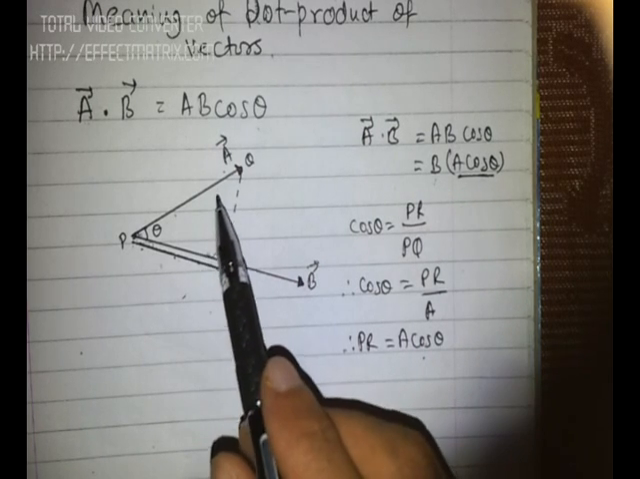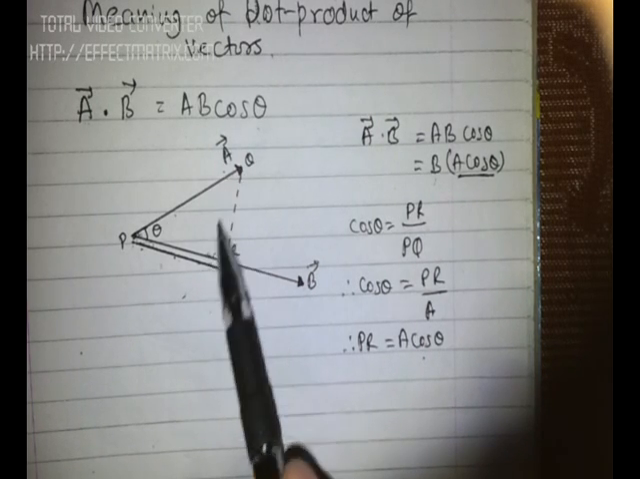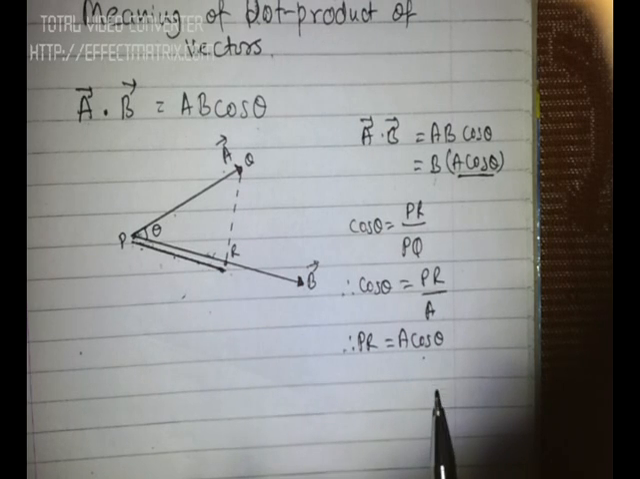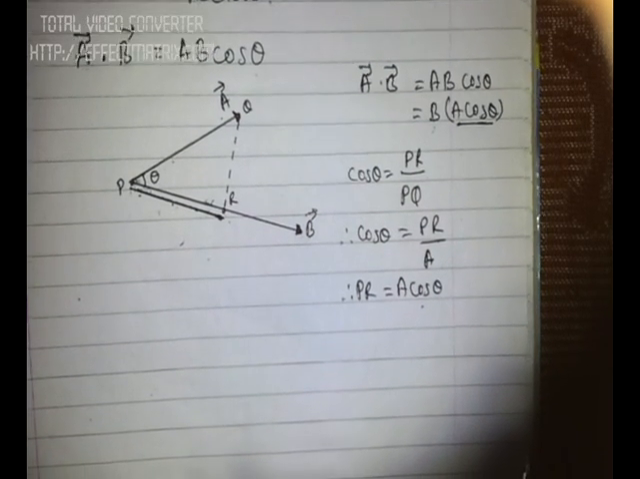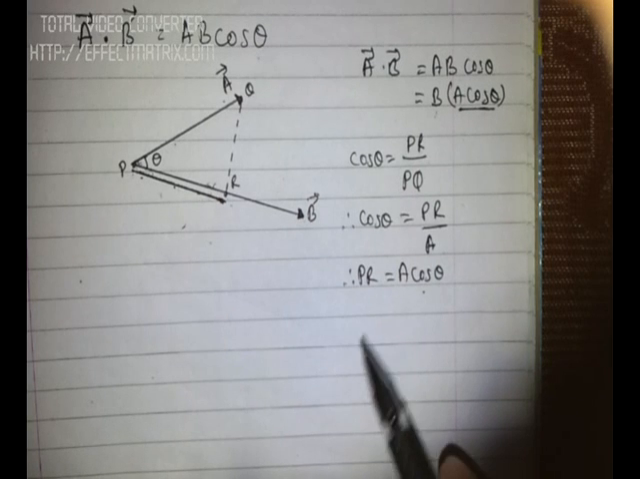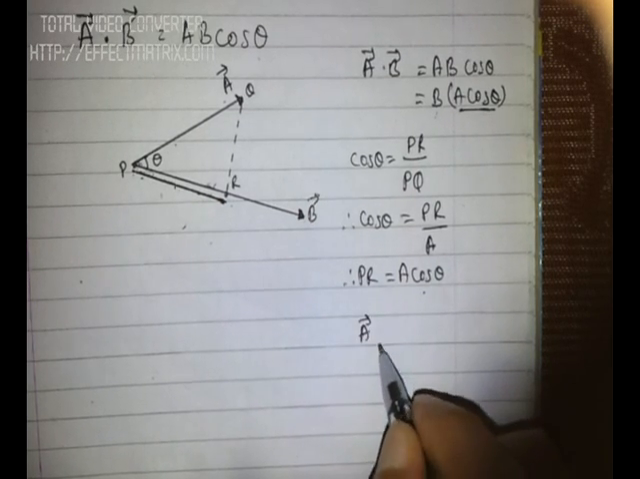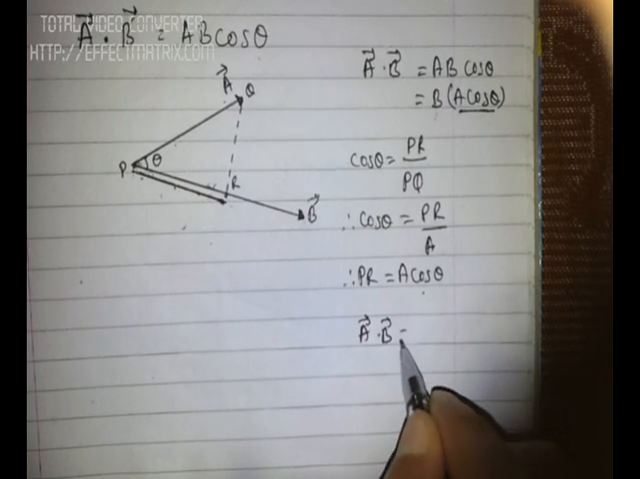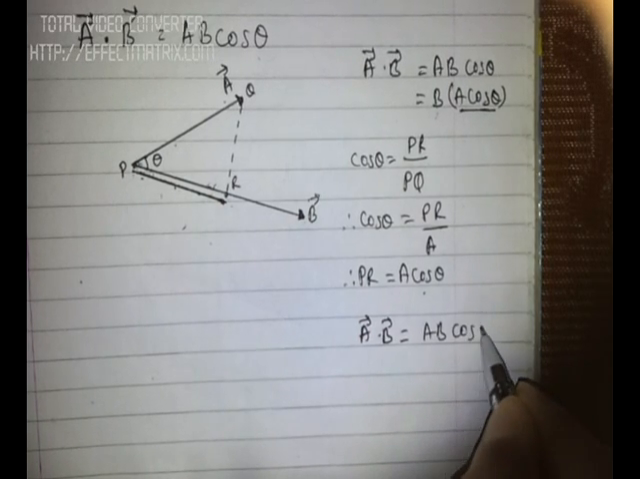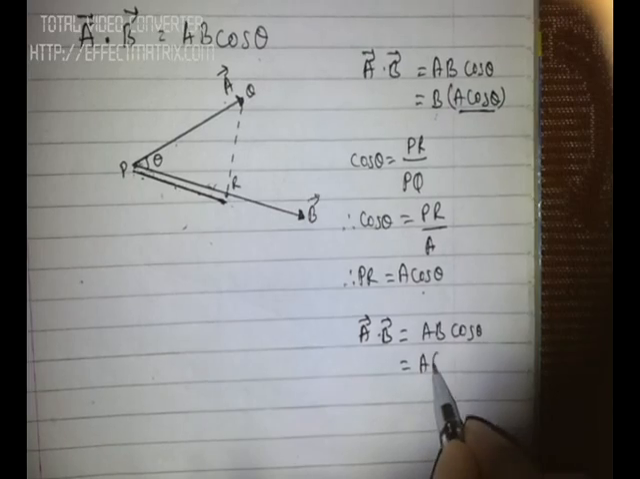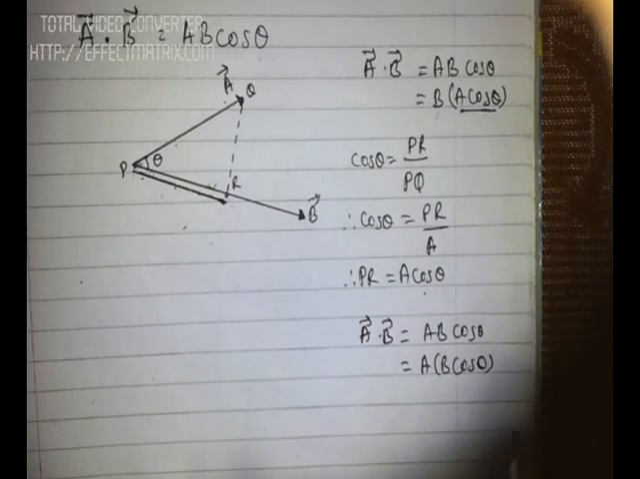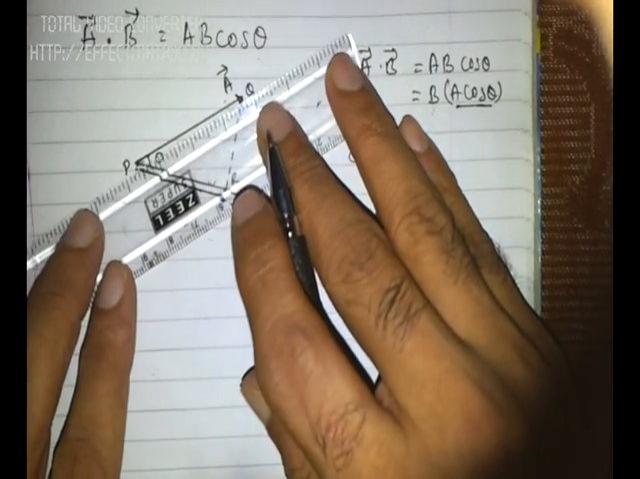So once again, A cos theta is the projection of A on vector B, right? In fact, if we repeat this exercise, we can also do it in this particular form. A dot B is equal to AB cos theta, and I can write it now like A into B cos theta, right? And I'll repeat this particular exercise.